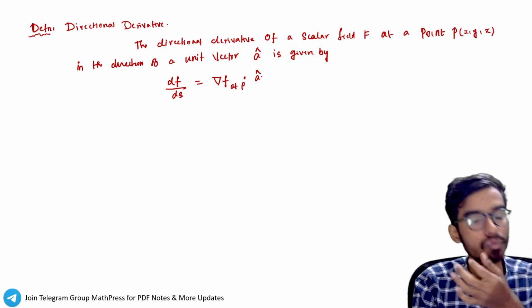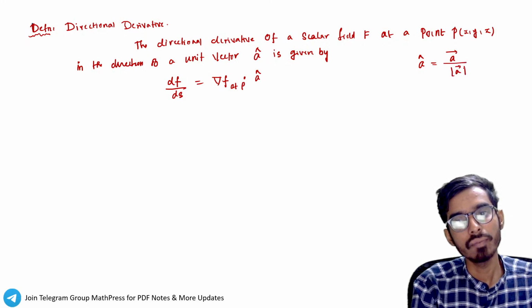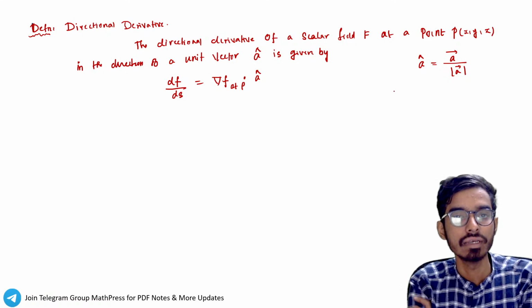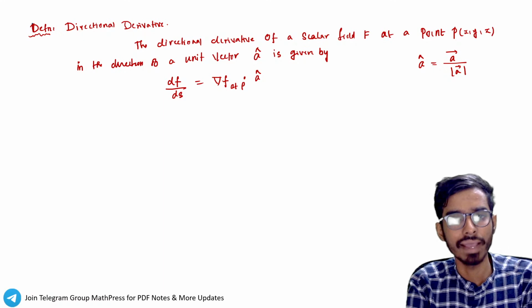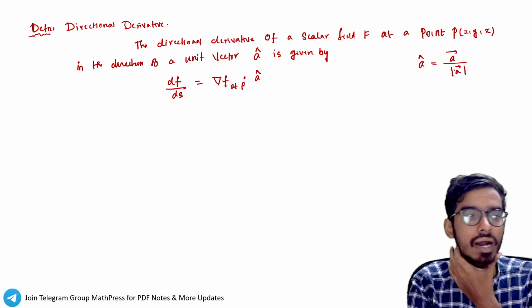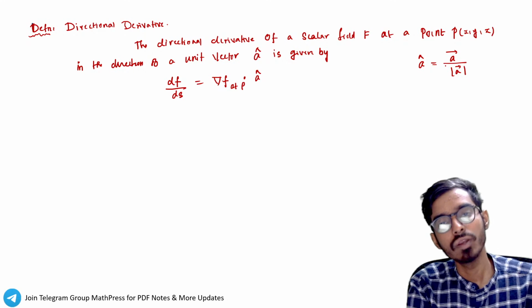So a cap, suppose if it is not a unit vector, you can always make that a unit vector by dividing by the modulus of that vector, right? So if it is not a unit vector, the length has to be 1, right? Magnitude has to be equal to 1. So you can always make that a unit vector by dividing the vector by its modulus, right? If you normalize that vector, it will be a unit vector.